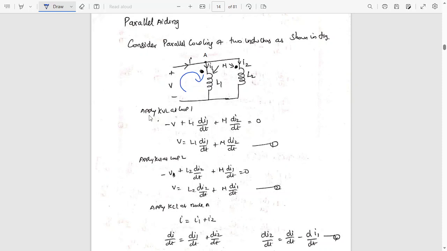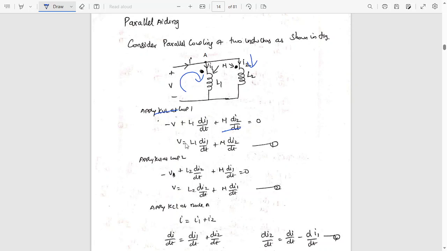First, I am applying KVL at loop 1. If it is clockwise, I will get minus V plus the self-induced voltage L1 di1 by dt plus the mutually induced voltage due to the current I2 flowing through L2, which is M di2 by dt. Because the current I2 is flowing through L2, there is a mutual inductance linking coil 1, so there will be a mutually induced voltage across L1, equal to 0. That is what we get in the equation for loop 1.